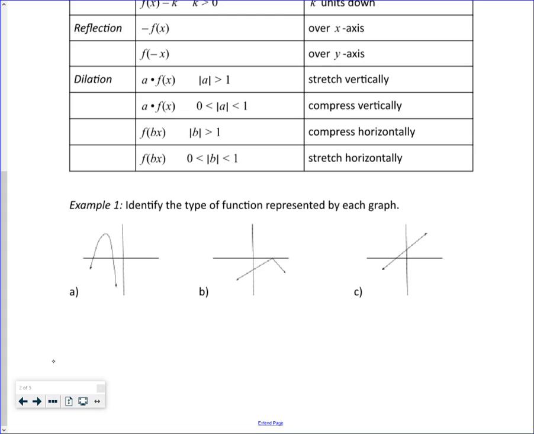So what shape is letter A? It's a U, so what does it have to be? Quadratic. That's how easy that is. Good. Quadratic. Excellent. What shape is letter B? A V, so it has to be absolute value. Excellent.